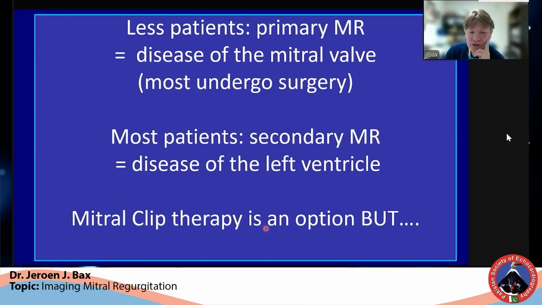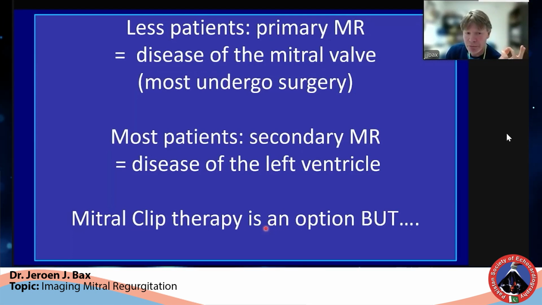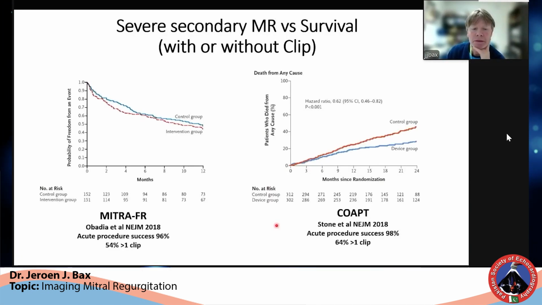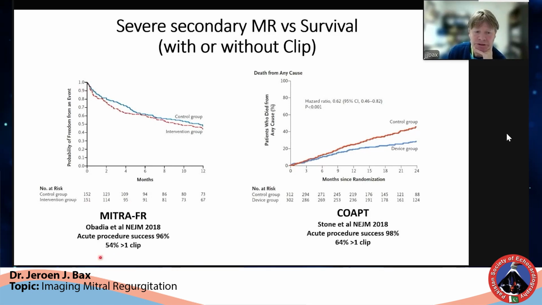Now we come to the discussion of the mitral clip, because a lot of people like to use the mitral clip. It's a simple procedure. Mitral clip is certainly in secondary MR a good option, but we have two studies here. This is the French study, MITRA-FR, where all these patients had the clip. The blue ones are the controls. The red ones are the ones that got the clip. And you see that the outcome is exactly the same, which is not good. At 12 months, about 50% of these patients had an event, mostly mortality.